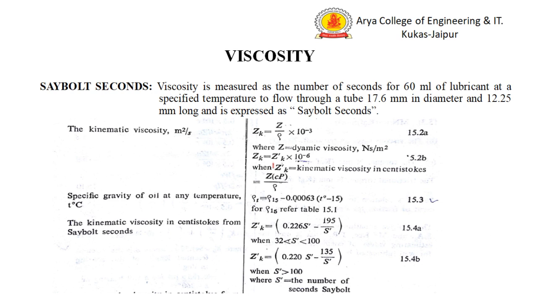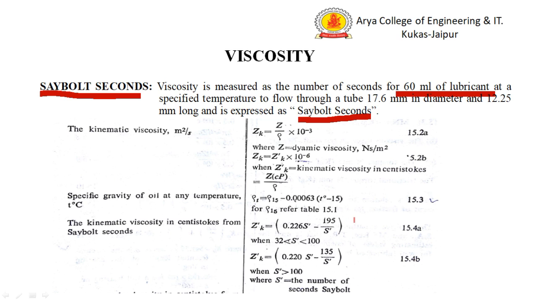So how is viscosity measured? Viscosity is expressed in Saybolt seconds. It is the time taken by 60 ml of the lubricant at a specified temperature to flow through a tube 17.6 mm in diameter and 12.25 mm long, and this time is expressed as Saybolt seconds.